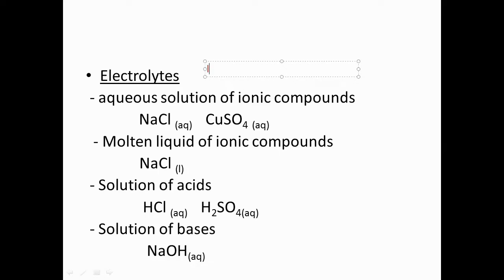Electrolytes means the liquid or solution which conducts electricity. So there are some examples of electrolytes. The first one is the aqueous solution of ionic compounds. When we dissolve ionic compounds in water, we get an aqueous solution of the ionic compounds. For example, sodium chloride in an aqueous state.